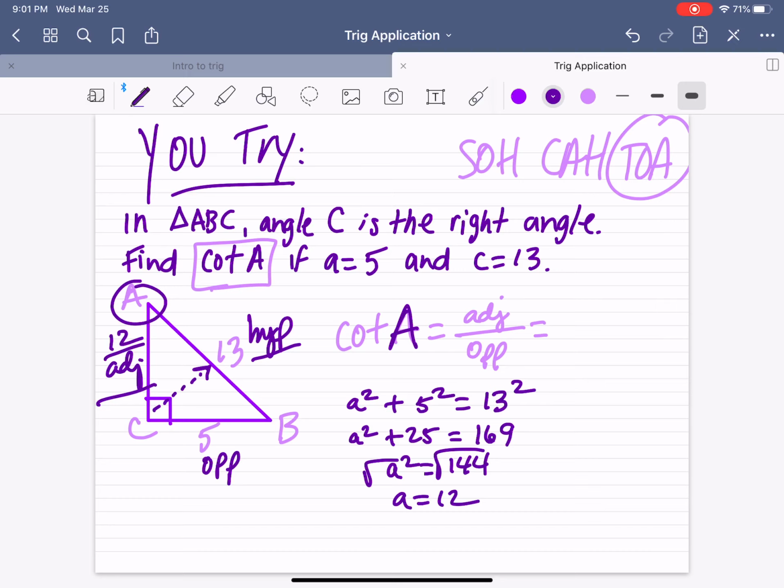So now that you have that, let's go ahead and set up our ratio. The adjacent is 12 and the opposite is 5. It doesn't reduce. So the cotangent of angle A is 12 over 5.